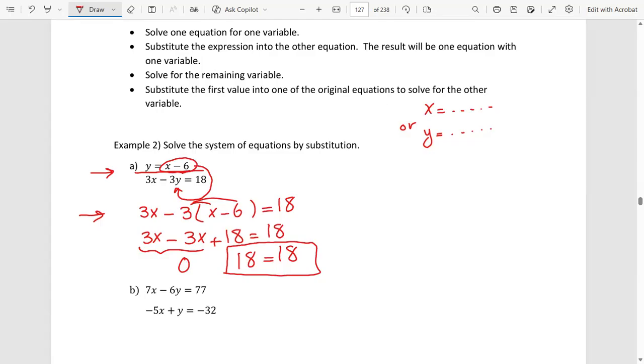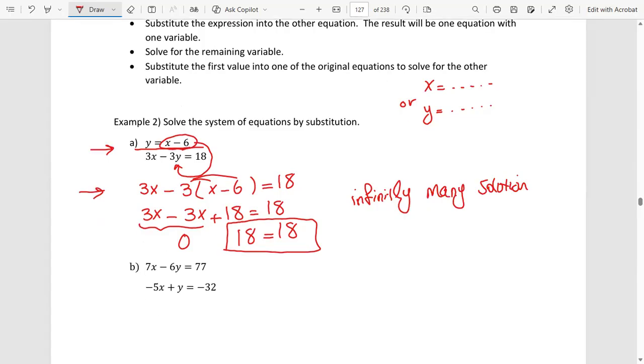And if it's a true statement, that means we can say this system has infinitely many solutions, because you can replace any number that you want for x and y. Okay, so we can have infinitely many solutions. But if it was a false statement, like if we had 0 equals 18, then we say no solution. Next example.